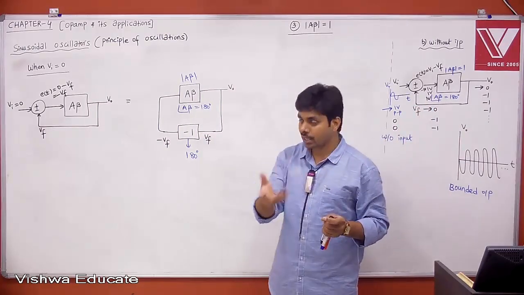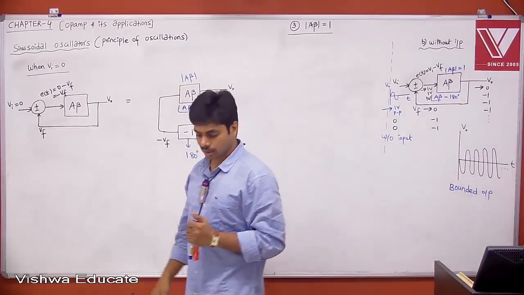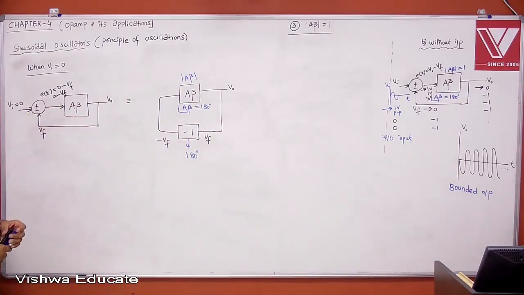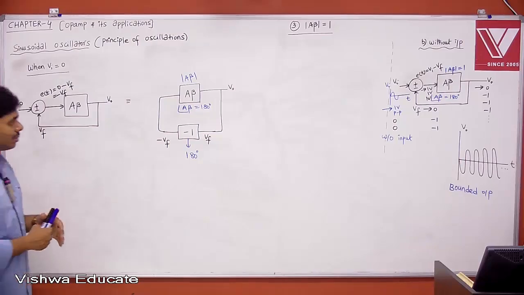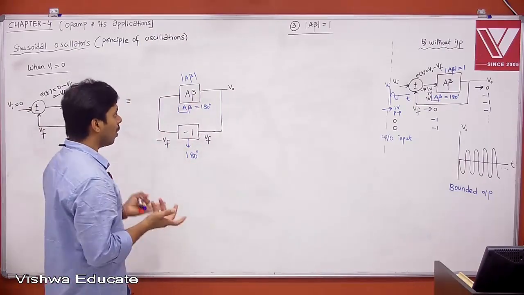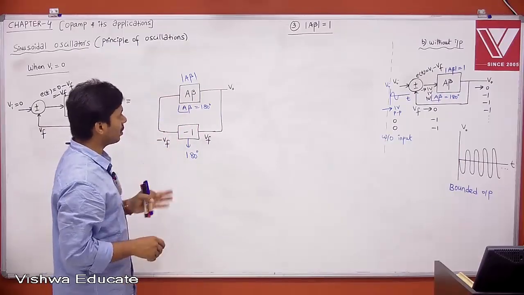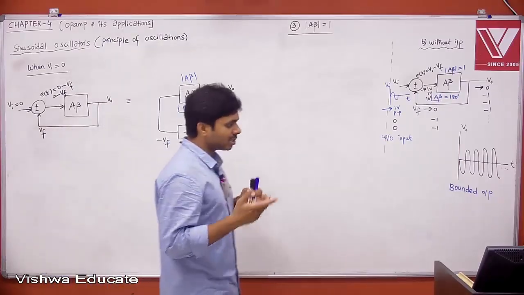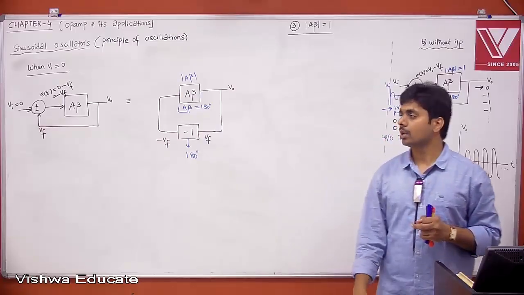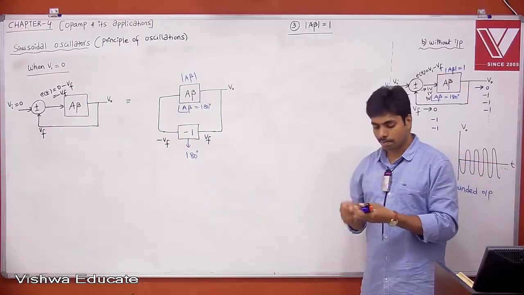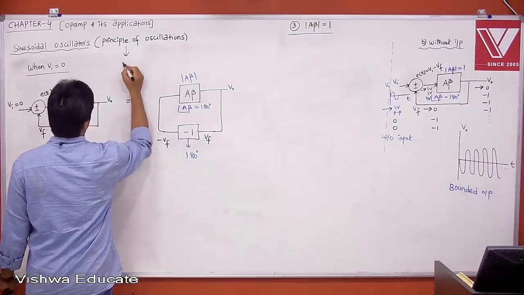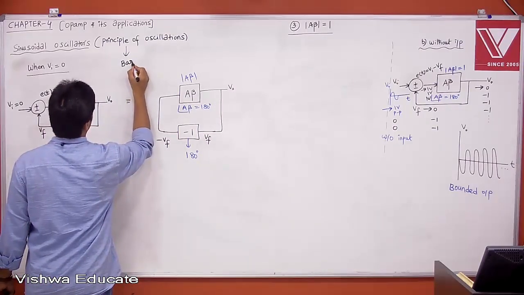Okay, write down principle of oscillations. Remember, if you want to go back, you can go back also. Whatever it may be, the total loop phase shift. Okay, write down case 1. The principle of oscillations is nothing but Barkhausen criteria.